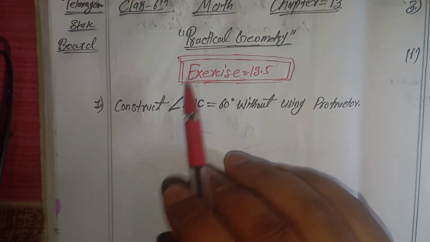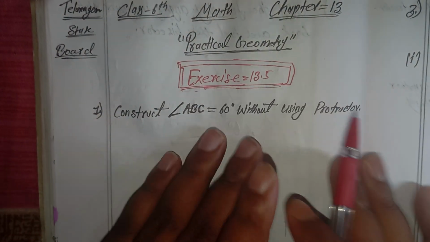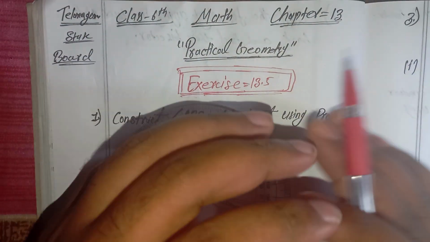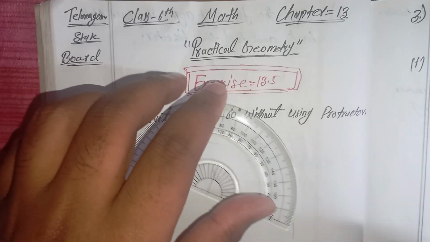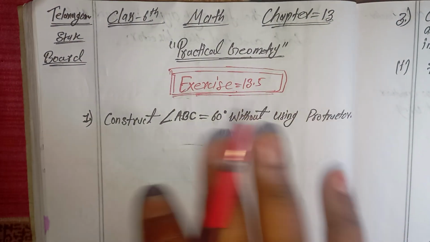Overall, what are we going to learn in this exercise? We already know about the uses of the compass. In exercise 13.4, we learned how to use the compass and how to draw angles using the compass. We already know about it. Now in this exercise, we are going to solve this one.